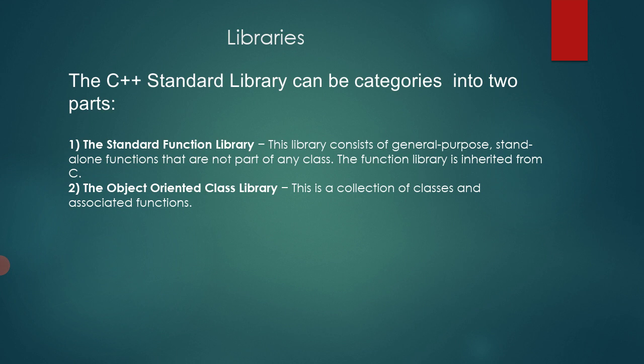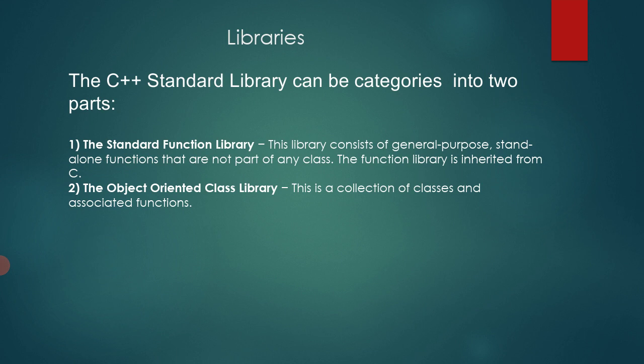Different types and categories of libraries are available. In this session we have to study what the different types of libraries available in C++ are, and what type of operations we can perform by using these libraries. So let's start with this. In C++, the standard library can be divided into two main categories: the standard function library and the object oriented class library.